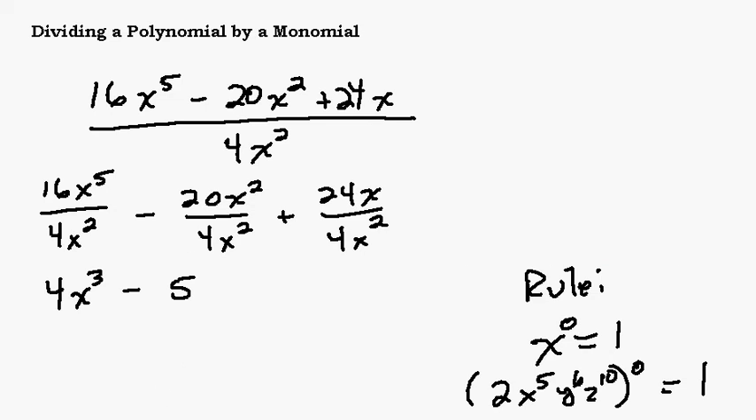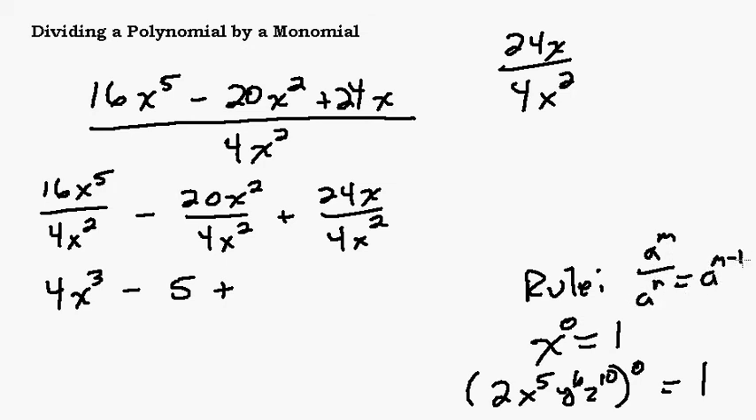We're almost done. We got to do 24x over 4x squared. Now I'm going to write this one out over here because something a little different happens. In that subtraction rule that we had a second ago, a to the m over a to the n is a to the m minus n. Notice we had to take the top exponent minus the bottom exponent. This one, your top exponent is smaller than your bottom exponent, so you'd end up with a negative number.